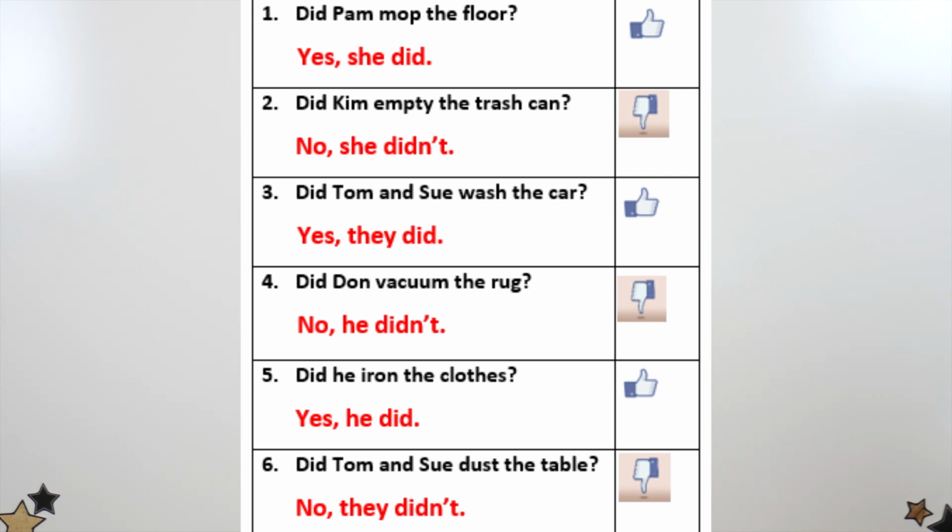Number 5, did he iron the clothes? Answer, yes, he did. And the last one, number 6, did Tom and Sue dust the table? Answer, no, they didn't. So now we've had some practice using that simple past and answering questions.